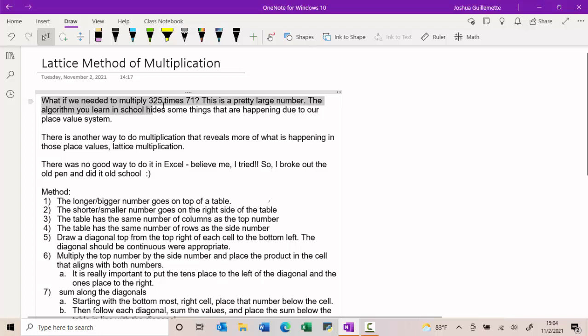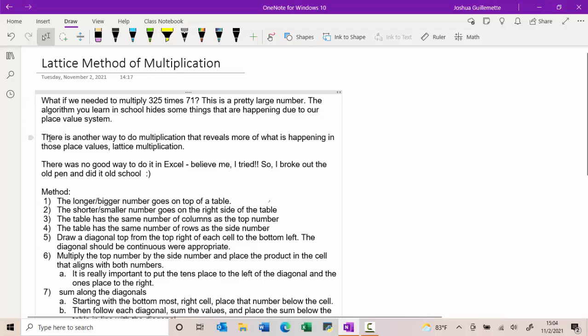Now, what if we needed to multiply 325 times 71? Well, that's a pretty large number. You probably can't do that in your head. Now, there's an algorithm that you learn in school, but that sort of hides some of the things that are happening due to our place value system, okay?